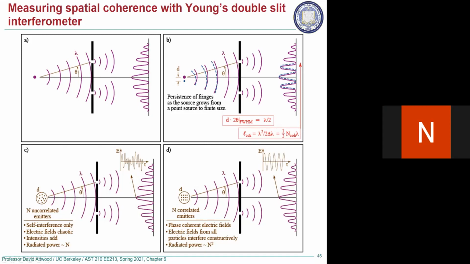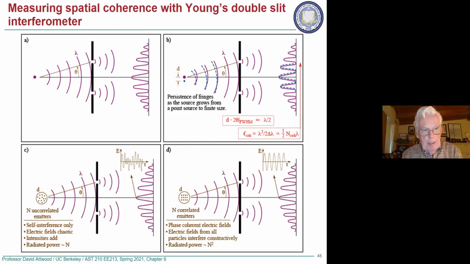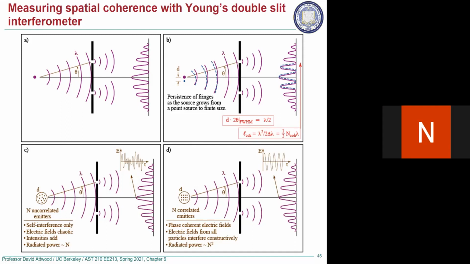For the bottom left, when we're looking at the uncorrelated emitters, because they're in a bunch, we say they act sort of like a point source. So we get these neat fringes. But the fact that they're uncorrelated only affects the electric field modulation, nothing else.